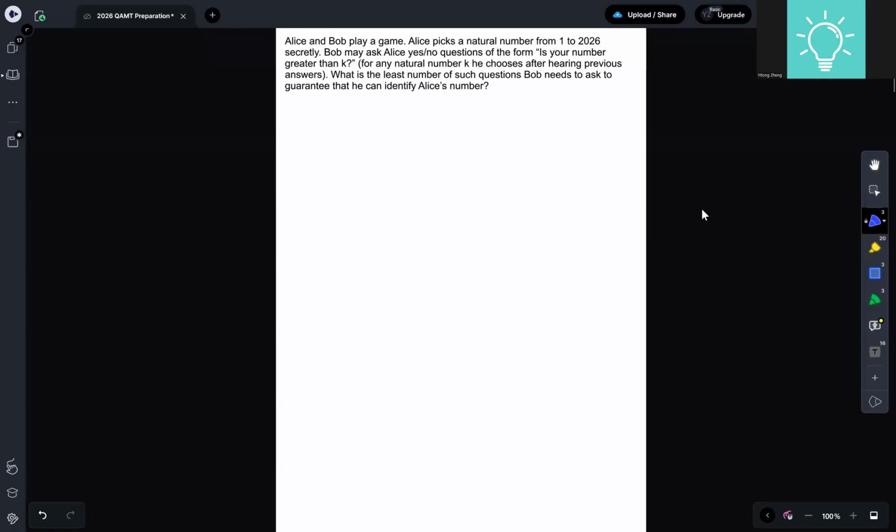Suppose that in the 2026 QAMT Problem Solving Competition, you get given this problem. Alice and Bob play a game. Alice picks a natural number from 1 to 2026 secretly. Bob may ask Alice yes or no questions of the form, is your number greater than k? For any natural number k he chooses after hearing previous answers. What is the least number of such questions Bob needs to ask to guarantee that he can identify Alice's number?